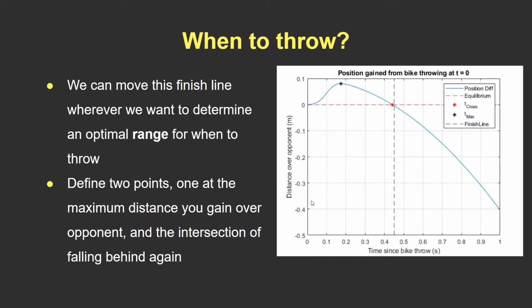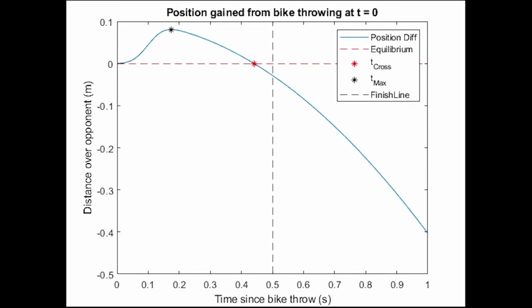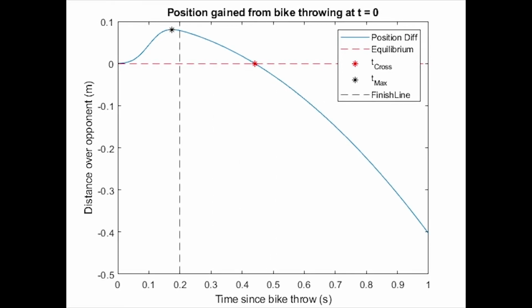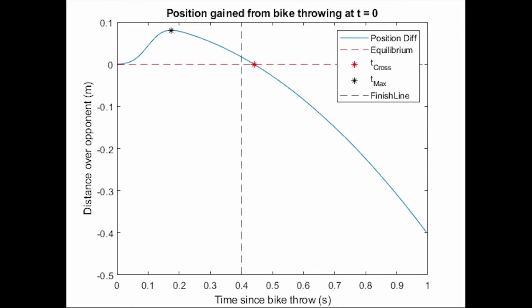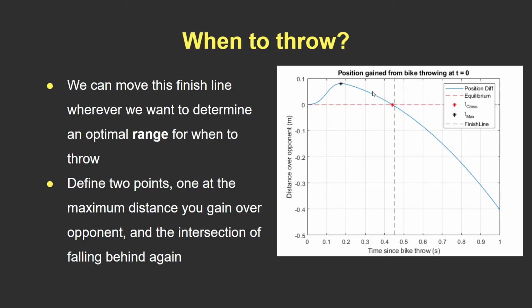And how we show that is that we graph the distance gained over your opponent versus the time since you threw the bike. And basically, you can imagine that we could move this finish line back and forth within this range to figure out when would be the best time to start the maneuver, where you would be ahead of your opponent when you reach the finish line. We also found 2 points to be specifically helpful: the time at which you fall behind your opponent again, and the time at which you are at maximum distance over your opponent.